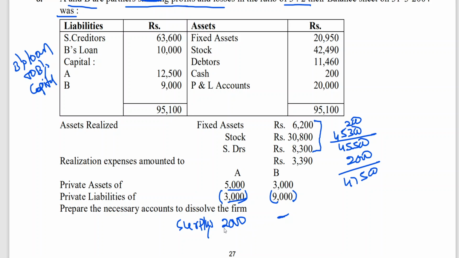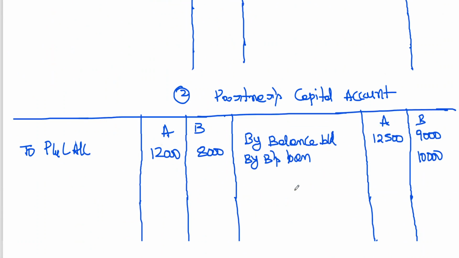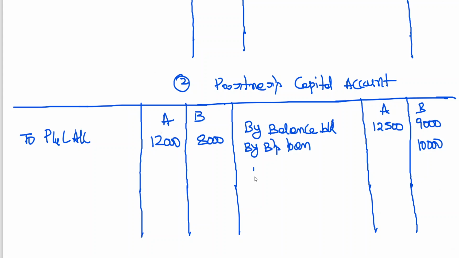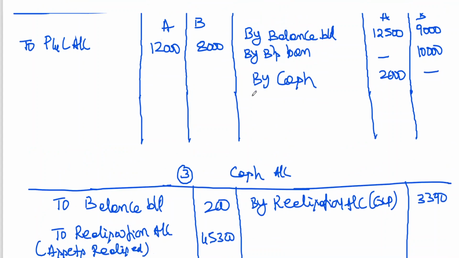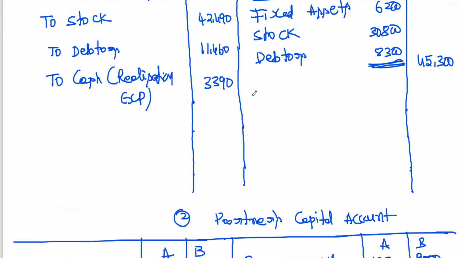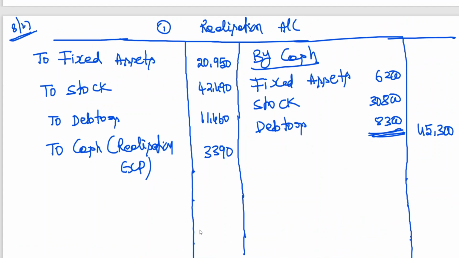Here, surplus brought in by A is how much? 2,000. By cash, A has brought 2,000, B hasn't brought anything. Okay. Now in the cash account I should write to A 2,000, amount brought by A. Now after completion of this, which account can we close first? Realization account can be closed.